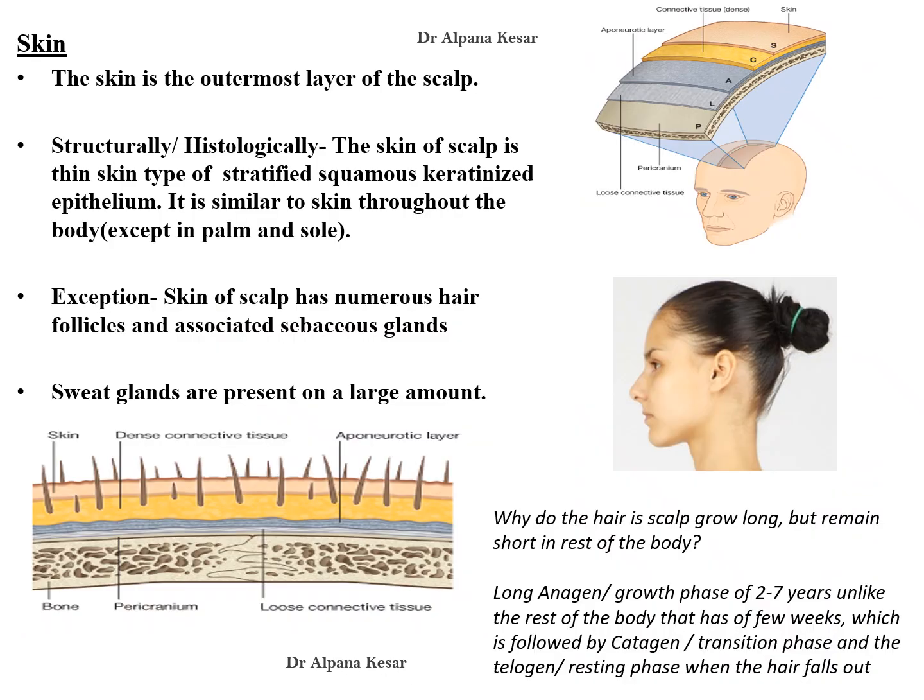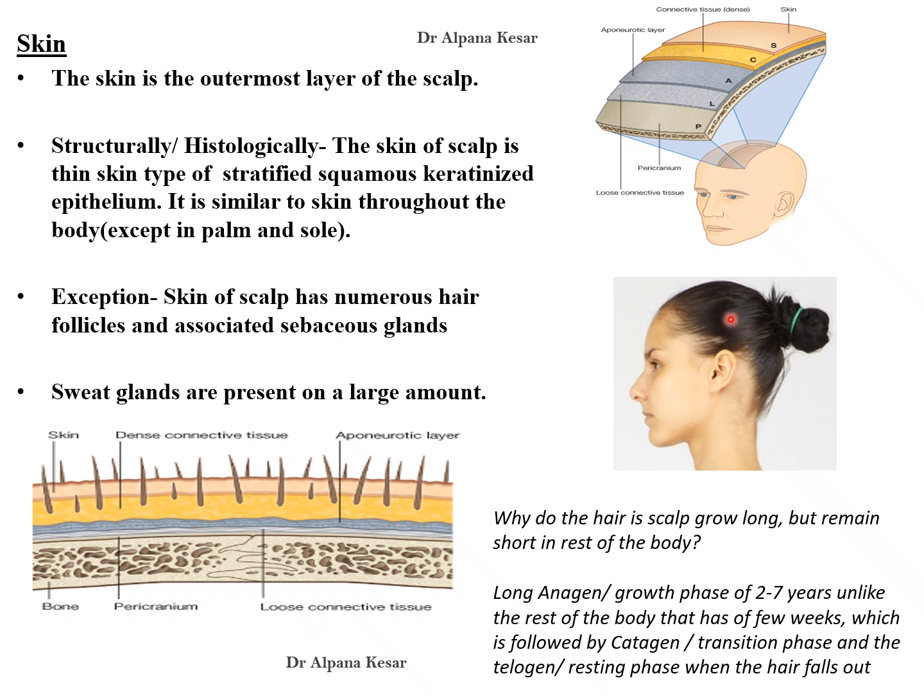Skin. Skin is the outermost layer of scalp which we can see and feel. Histologically, the skin of the scalp is made up of stratified squamous keratinized epithelium of thin type. This is similar to the skin in the rest of the human body except for palm and sole, which have thick skin.